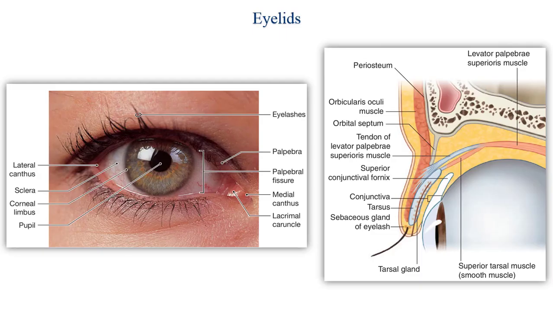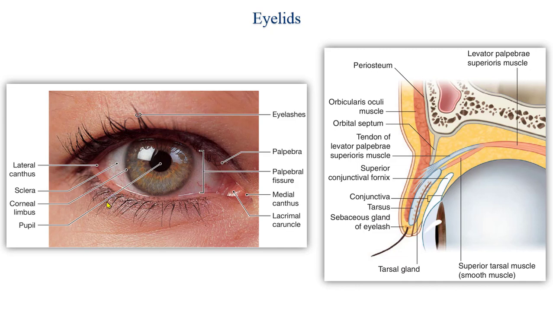Now let's talk about accessory structures of the eye that provide protection, lubrication, and support. So let's get into it, beginning first with the eyelids, also known as palpebrae. Your eyelids or palpebrae are two folds of specialized skin which cover the anterior or exposed portion of the ocular bulbs.